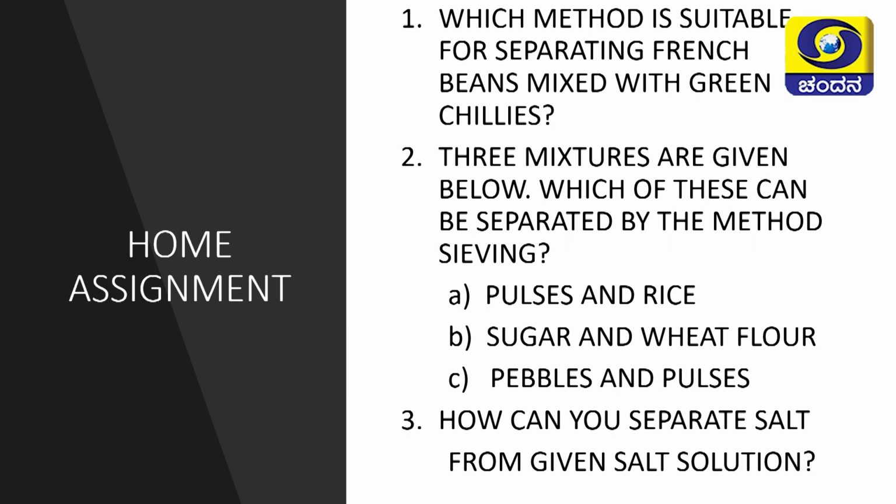Next one, three mixtures are given below. Which of these can be separated by the method of sieving? First one, pulses and rice, sugar and wheat flour, and pebbles and pulses. They have given three mixtures, and you have to find out for which sieving is suitable. Just tick the correct answer.